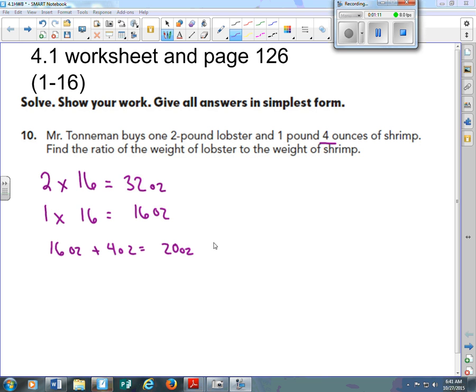Now we need to compare them. We have the weight of the lobster, which is 32 ounces, because it says find the ratio of the weight of the lobster. So this is the lobster's 32 over the weight of the shrimp, which is 20 ounces. From there, we can reduce both by 4, and we get an 8 to 5 ratio, and that would be your answer.